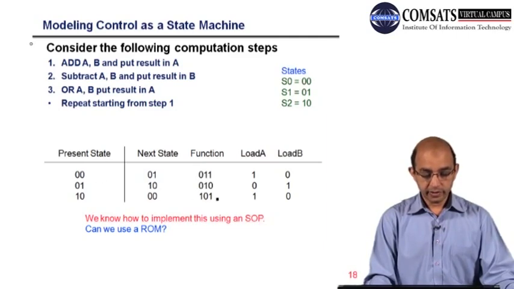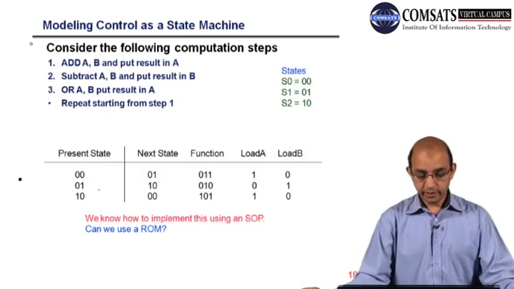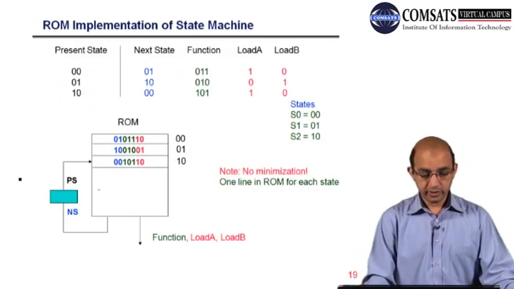You can see that these are the functions, and whenever I will be loading A, this is 1 0 0 1 1 0. So if I take this as a complete word, let's move to the next slide. Here you can see that we have different colors. This color is for function, this is for next state, and this is for the present state.